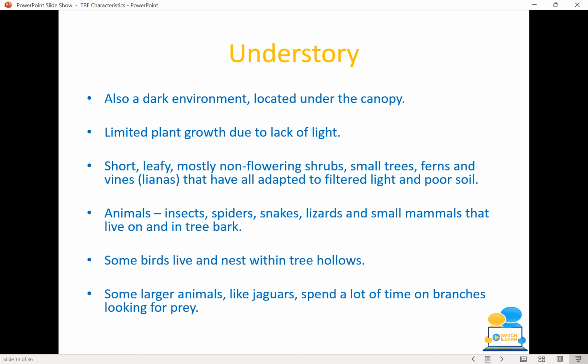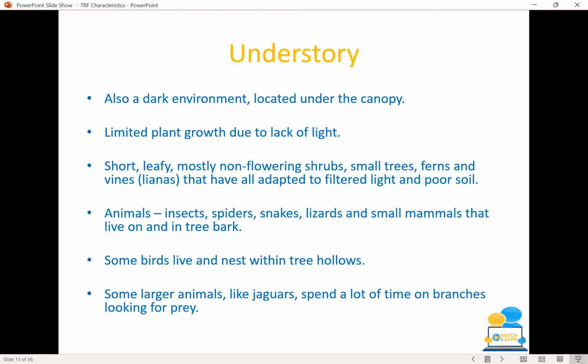Things like the vines, lianas as they're called, are a type of parasitic plant that hang on to the trees and use them to hitch a ride closer to the sun and to leech nutrients off the trees that can reach the sunlight. We're going to be looking at that in a bit more detail. We also find animals, insects, spiders, snakes, lizards, and small mammals that live on and in the tree bark in this particular part of the rainforest.